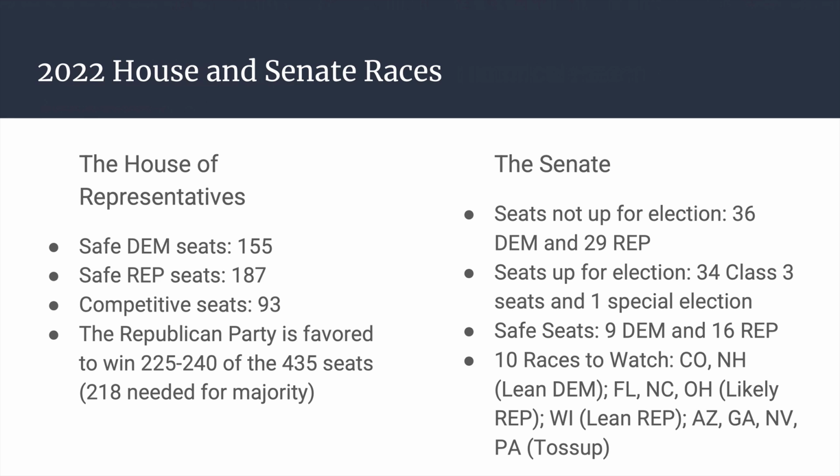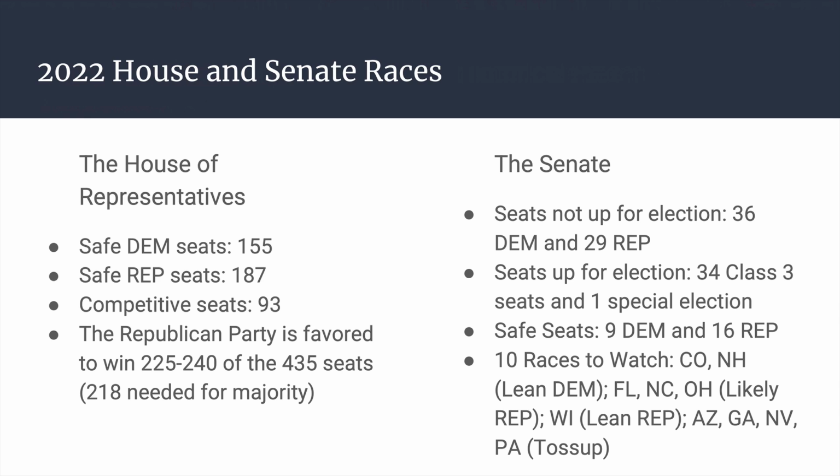They lean towards one political party, or they are likely to go for one political party. But even likely seats are at least somewhat competitive, so they're included in the competitive category here. So by most polling, I take sort of an aggregate of polling estimates and look at each congressional seat in the House, and the safe bet would be to say that the Republican Party is favored. I'm not saying they're going to, but they're certainly favored to win somewhere between 225 and 240 seats in the House of Representatives. Even if they won the very lowest end of that number, 225, they would have more than the 218 needed for the majority.